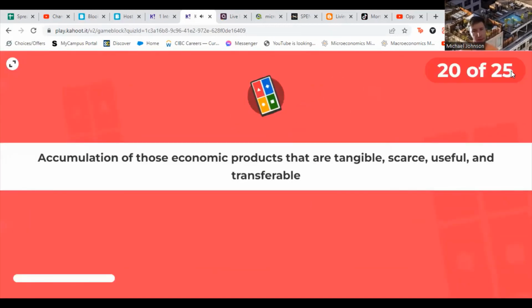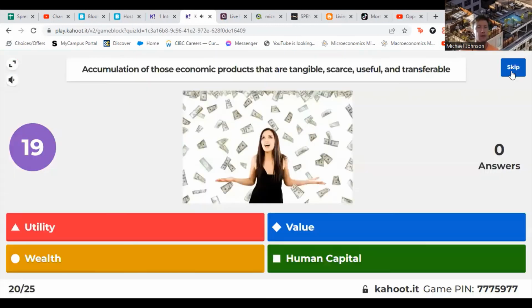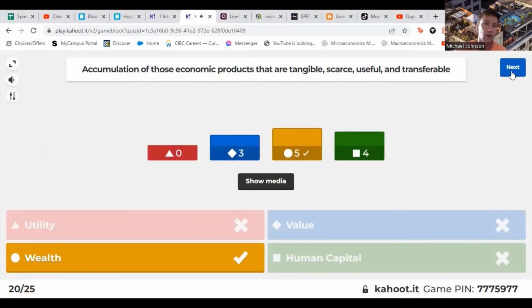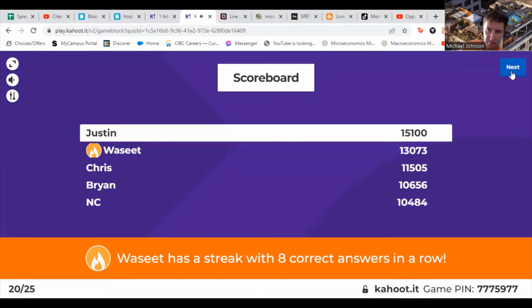Accumulation of those economic products that are tangible, scarce, useful, and transferable. Red is utility, blue is value, yellow is wealth, and green is human capital. Yellow, wealth is right answer.